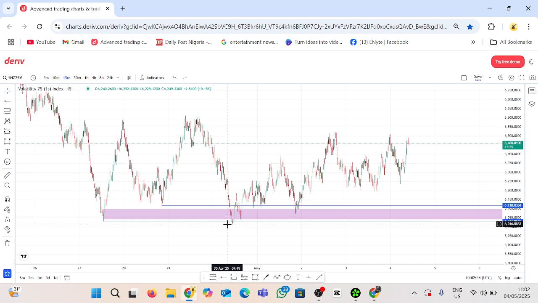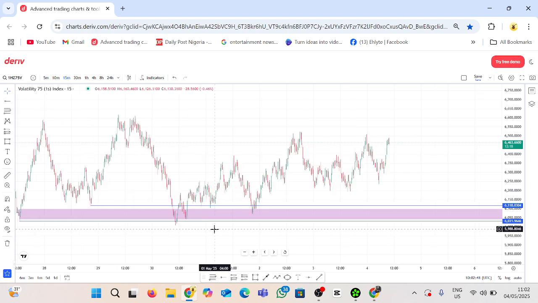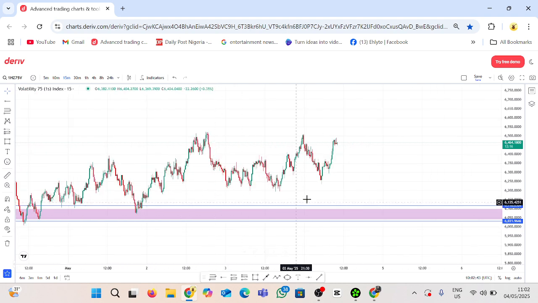Some of you might be saying this thing smashed our SL, but it doesn't hit our SL. Why? Because we are using what they call confirmation entry. And I'm going to be explaining confirmation entry to you guys also.